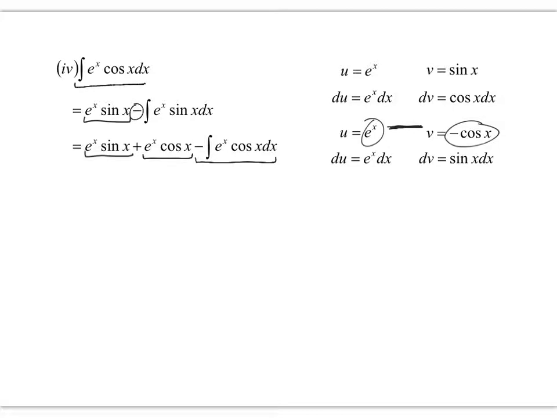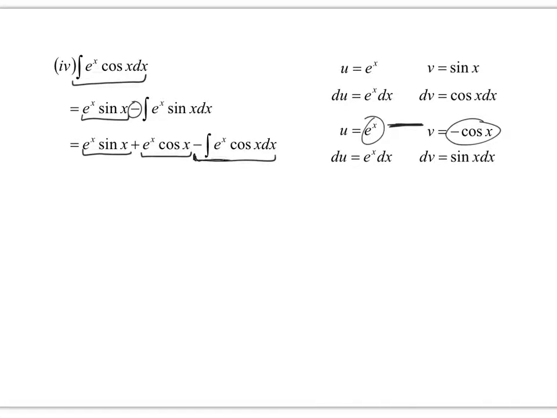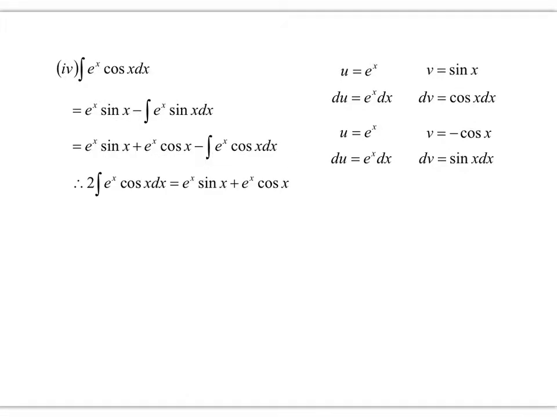So the question is actually inside the answer. So if we get this and move it to the left-hand side, we end up getting 2 lots of the question. So 2 lots of the question is equal to this part right here. And then divide everything by 2, and then we end up getting what the answer is as stated.